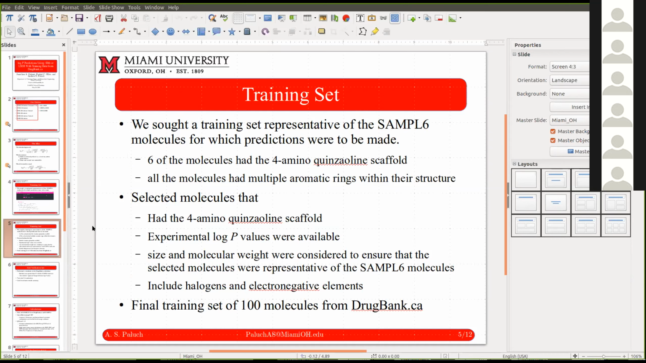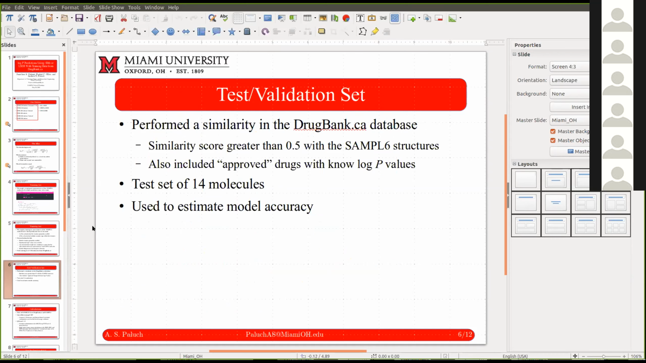DrugBank. And so the basic procedure then was we trained on that set of 100 molecules with experimental logPs.